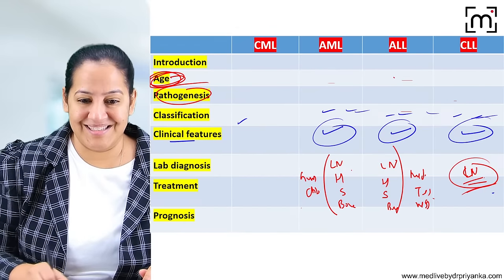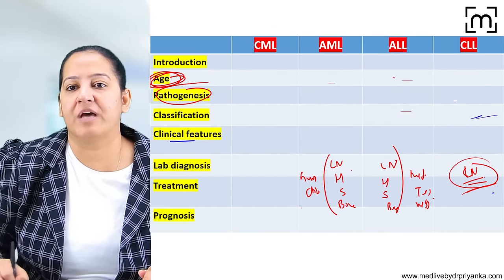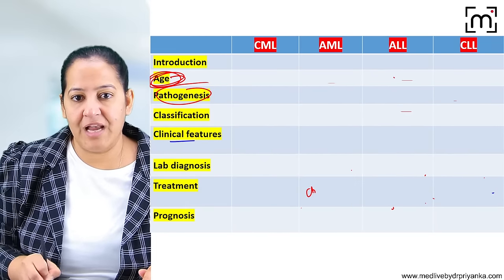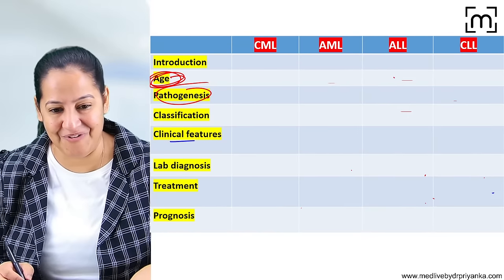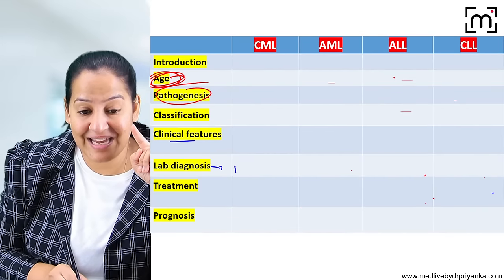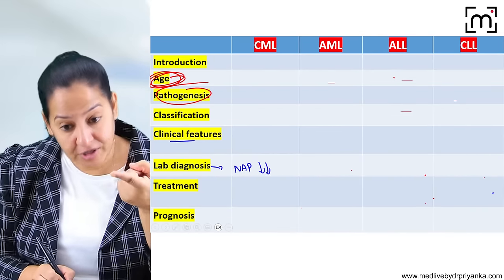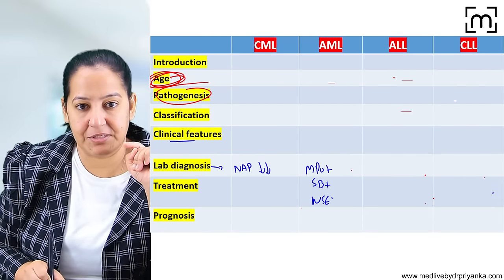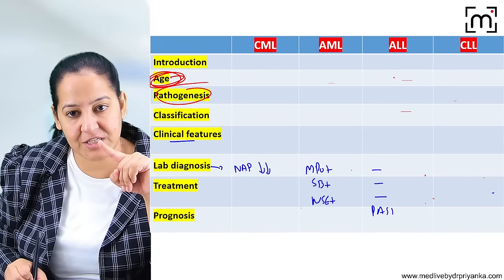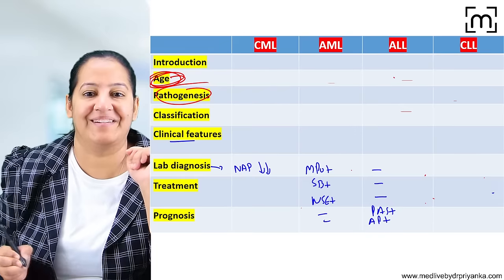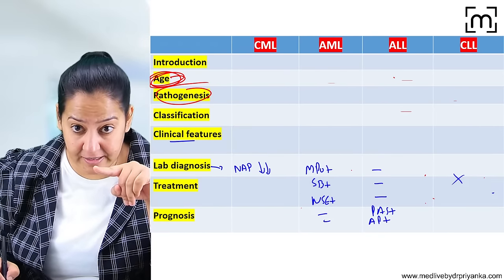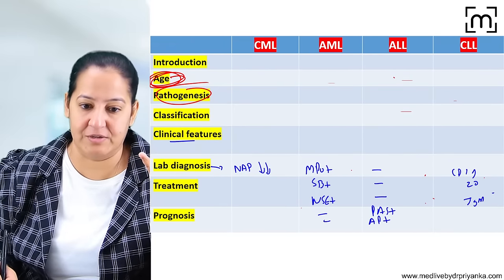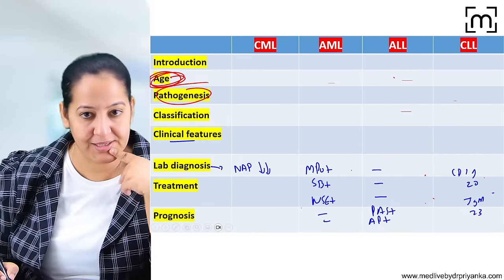Coming to the lab diagnosis and treatment part. Let me erase this and tell you the lab diagnosis. In the lab diagnosis, you tell me the cytochemistry, I mean the special stain of all of them, on which you frequently get the question. Here the special stain is NAP or LAP score, which is reduced here to differentiate it from leukemoid reaction. Here it's MPO positive, Sudan black positive, and NSE positive. These three things are negative here, but this one is PAS positive and acid phosphatase positive, which are negative here. And here we don't have any cytochemistry. We have immunochemistry here. So it's CD19, CD20, IgM positive. Surface marker CD23 positive. So you have to learn the immunochemistry.